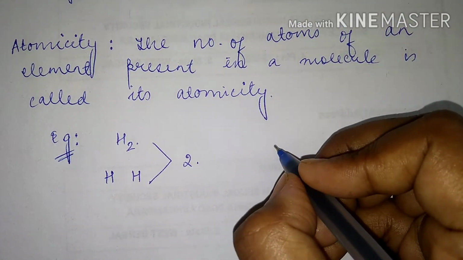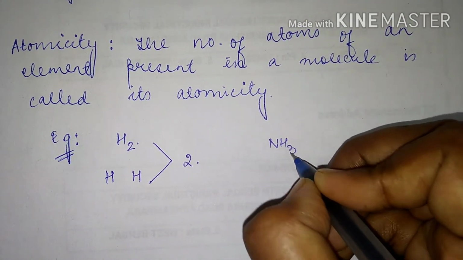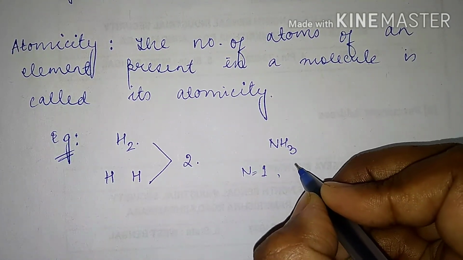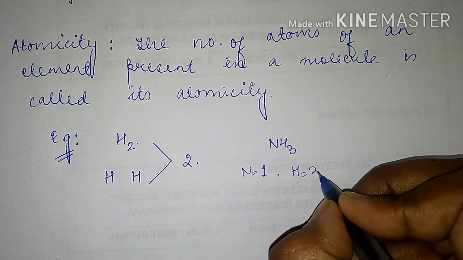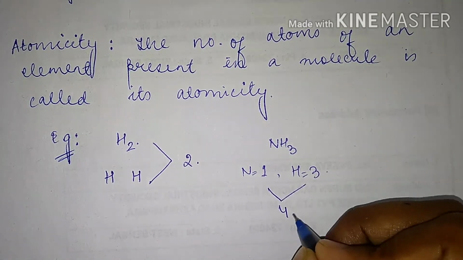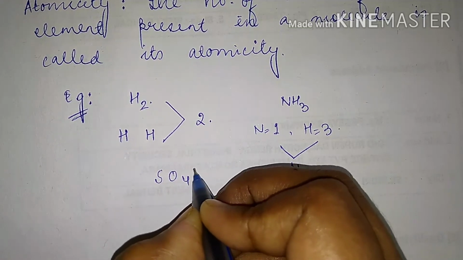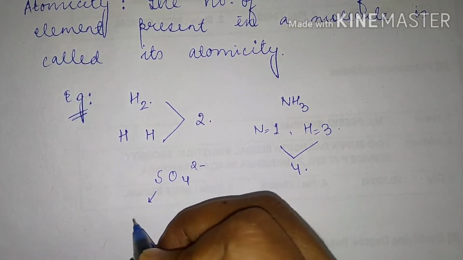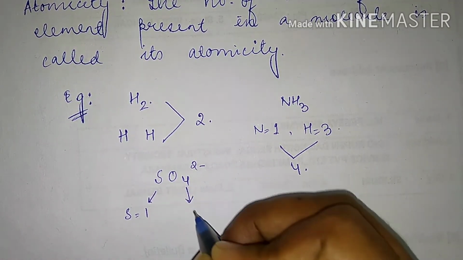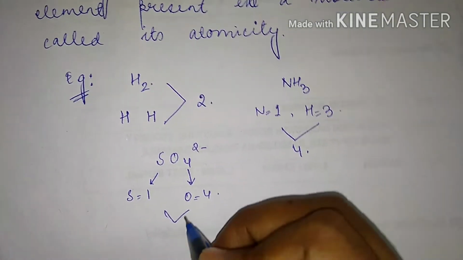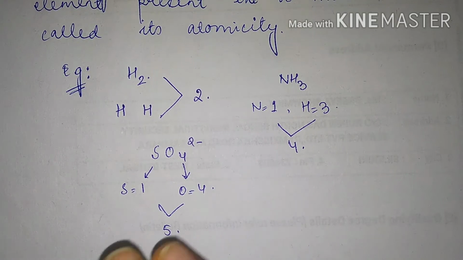In case of ammonia, we have how many atoms of nitrogen? 1 atom and 3 atoms of hydrogen. So the atomicity will be 4. In case of sulfate, we have 1 atom of sulfur and 4 atoms of oxygen. So the atomicity will be 5. This is basically the concept of atomicity.